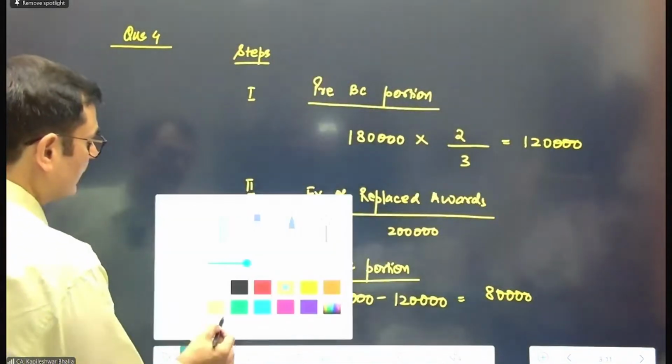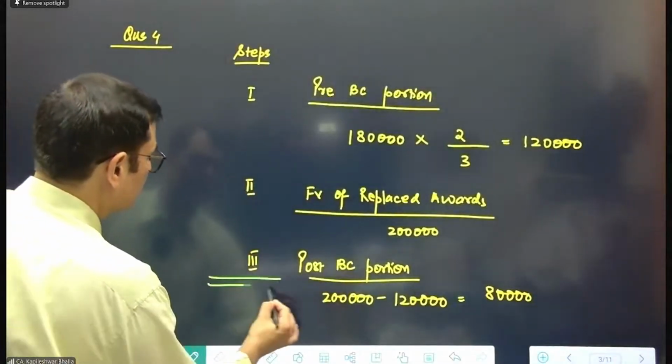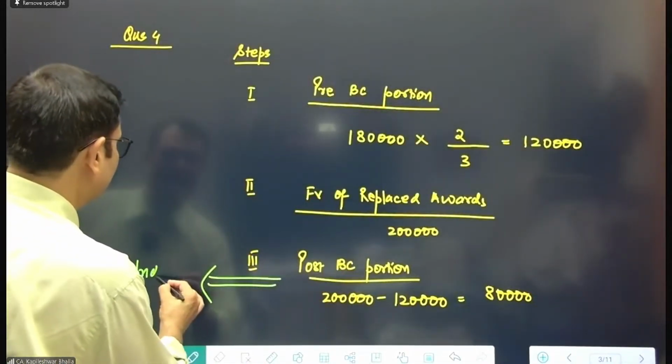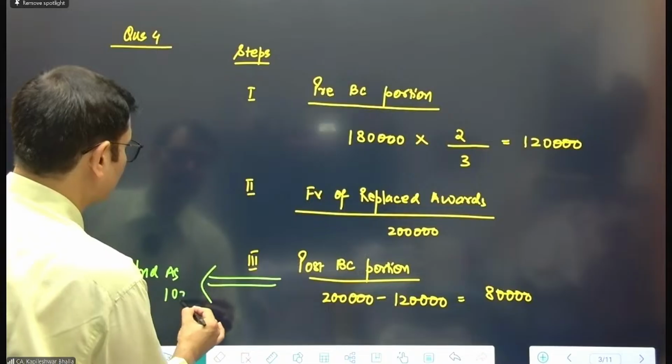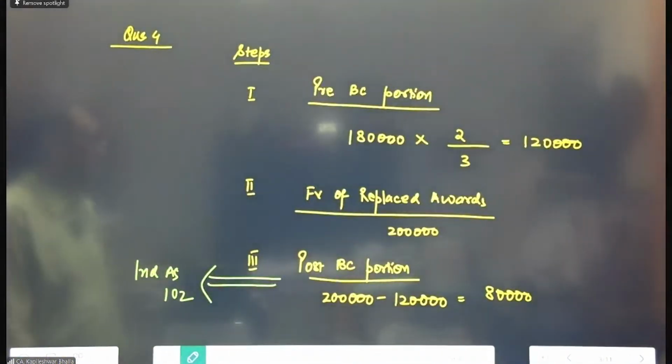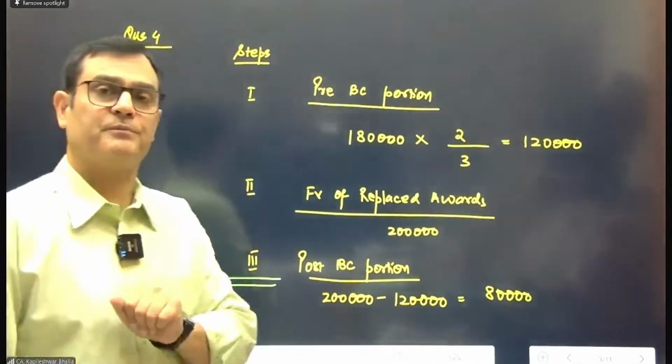So the portion which relates to the post-business combination is going to be accounted under Ind AS 102. But this is going to be accounted after the acquisition entry. Nothing to do with this.